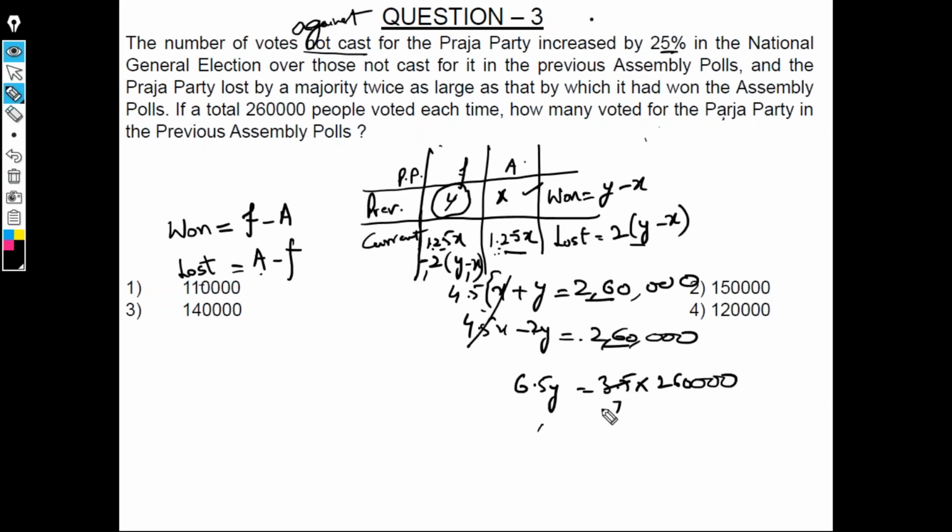So 5 into 7 is 35. 5 into 13 is 65. 13 into 2 is 26. So y comes out to be 1,40,000.